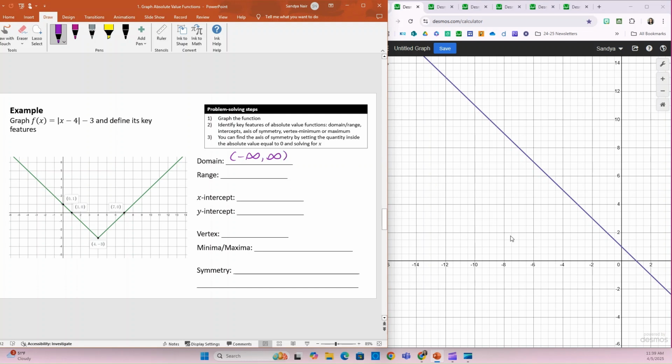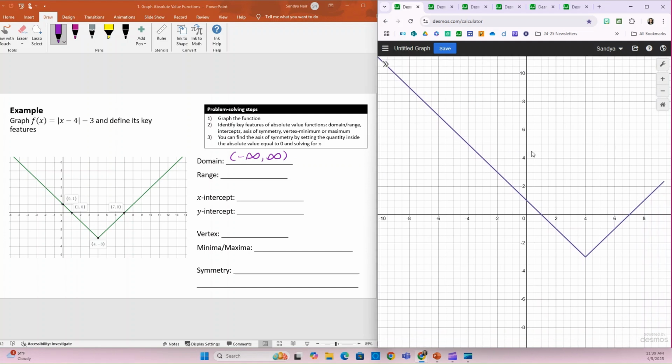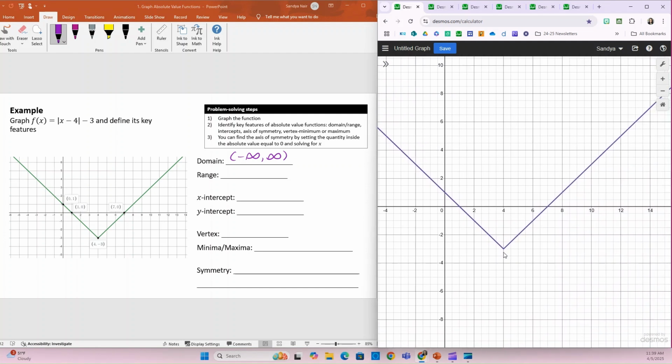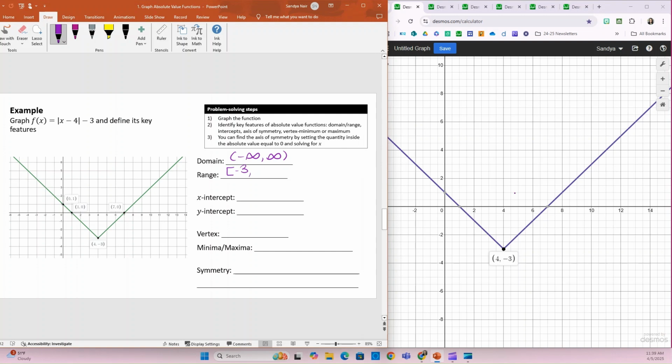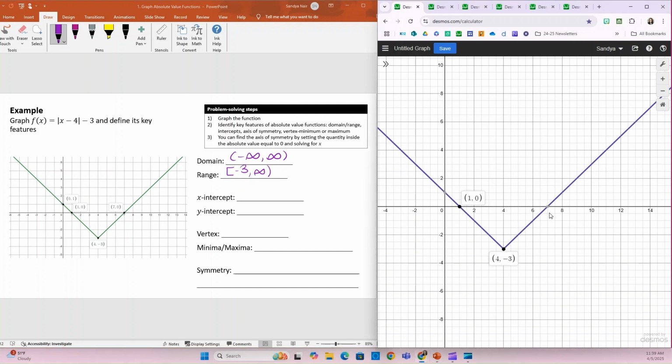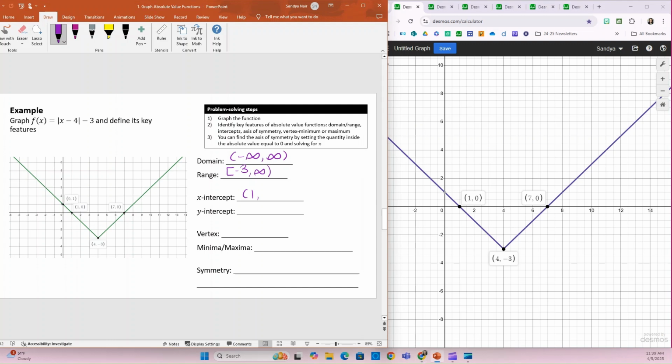So for an absolute value function that opens up, the vertex is going to help you find the lowest y value. Okay, so if I click right here, you can see the lowest y value is going to be at -3, and then every y value is above that. So when I describe the range, I'm going to say square bracket at -3, and then it goes up to +infinity. For the x-intercepts, I'm just going to click on those points where the graph crosses the x-axis, and so the x-intercepts will be at (1, 0) and (7, 0).